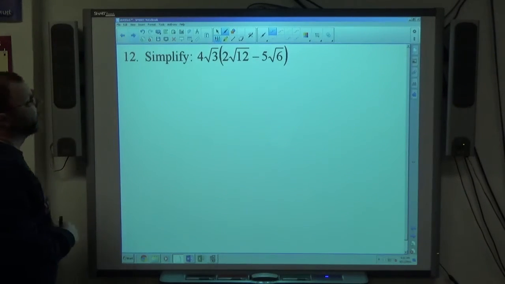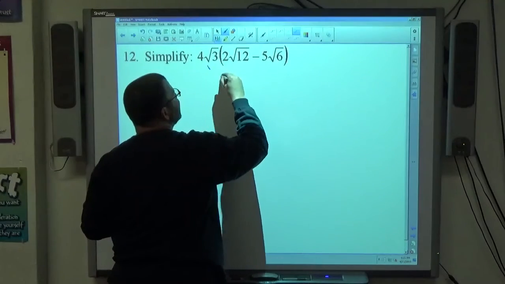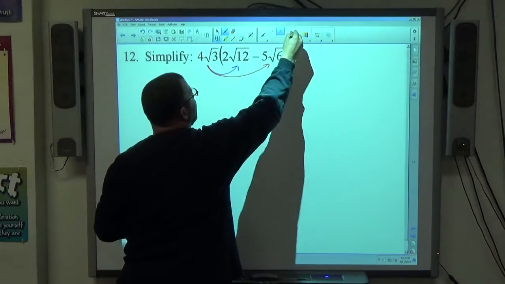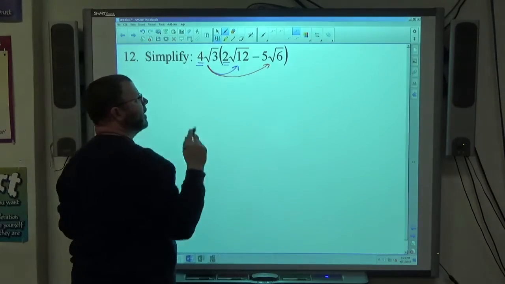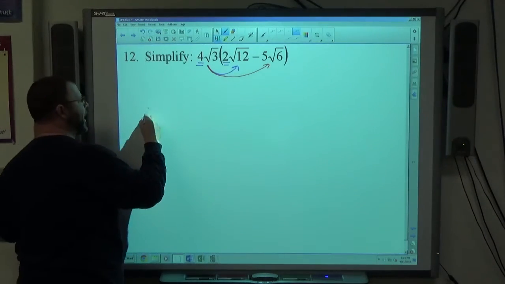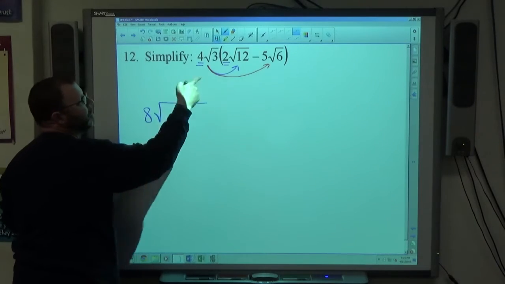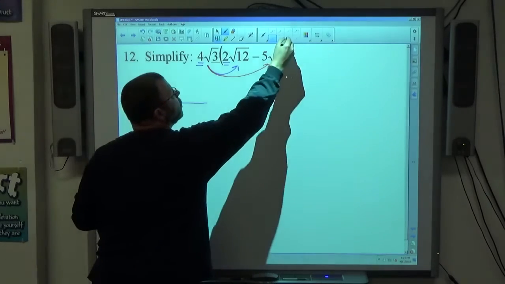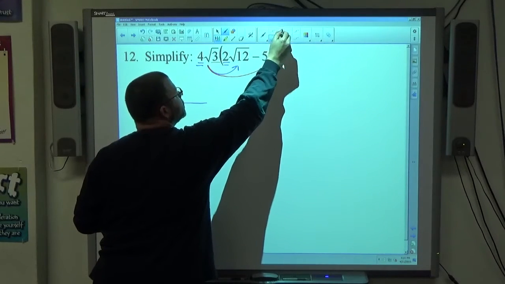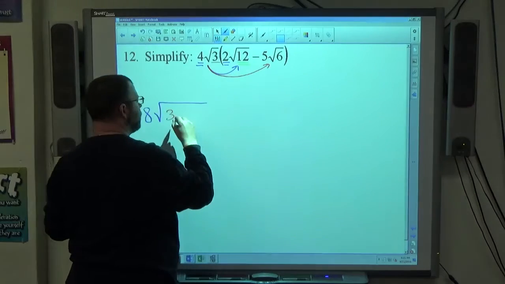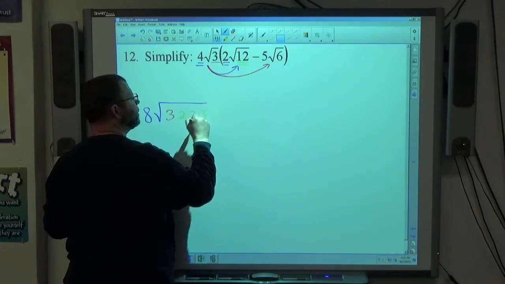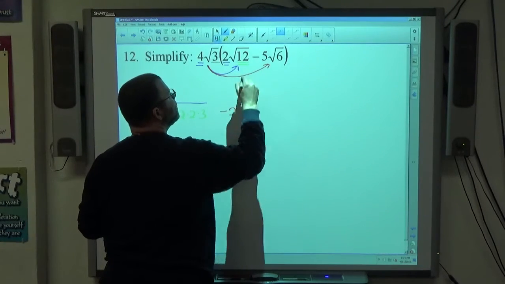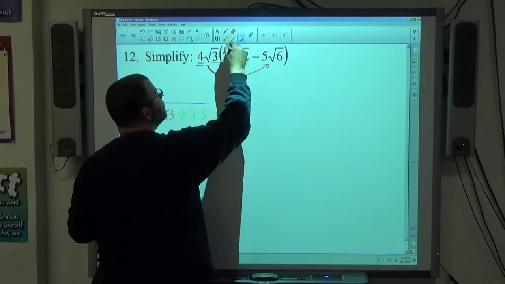Number 12, we're going to multiply 4 times the square root of 3 times this, and 4 times the square root of 3 times this. And again, I'm going to multiply the numbers outside together as normal. So 4 times 2 is 8. But instead of multiplying the 3 and the 12 together, I'm going to break them apart. 3 is prime. 12 is, let's go with that color, 12 is 2 times 2 times 3. For the red one, 4 times negative 5 is negative 20. I'll leave myself a little space here.